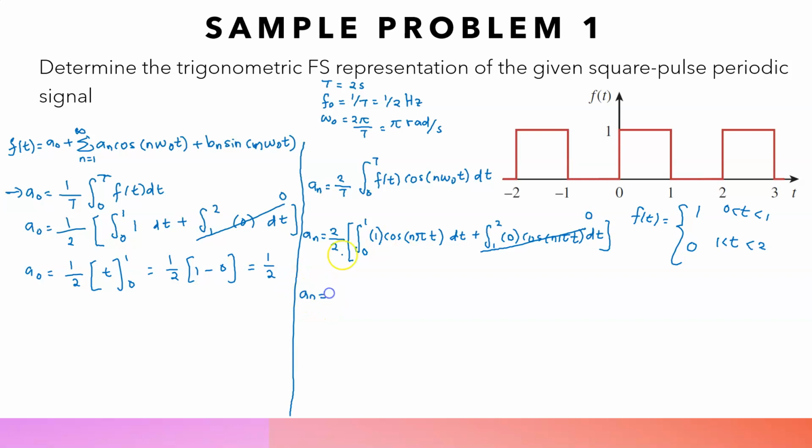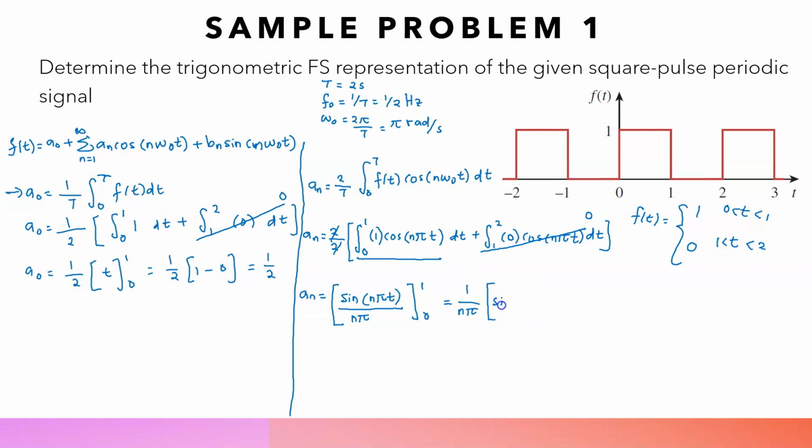So an equals, this 2 over 2 will cancel out and become 1, so you are left with the integration over here. If I integrate that, I will get sine n pi t. Integrating cos, you get sine, and then integrating n pi t with respect to t, you are left with n pi, from 0 to 1. This equals 1 over n pi.